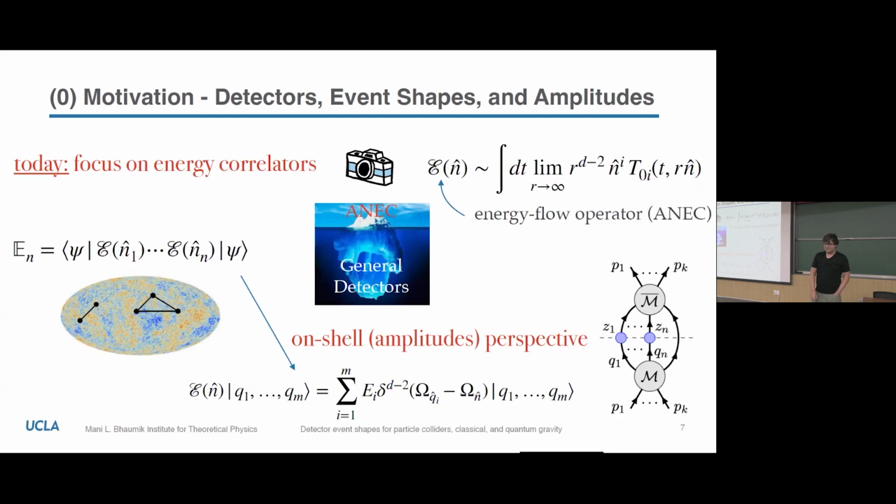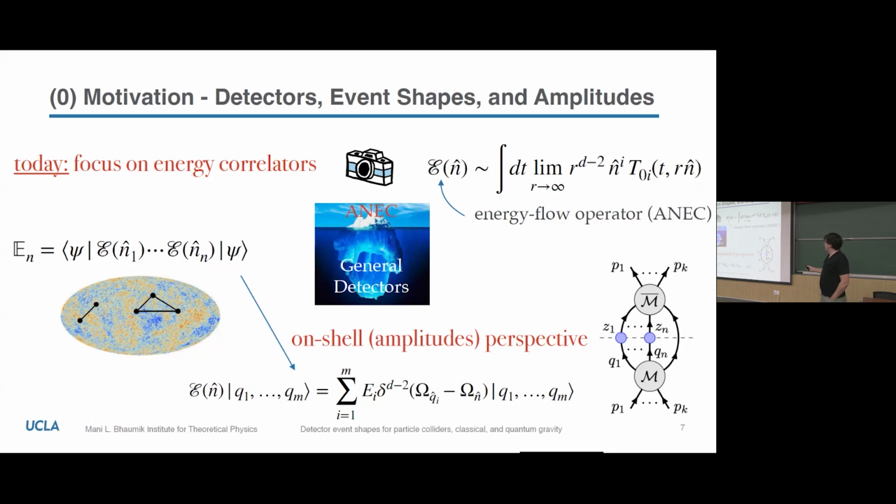So this was a bit abstract, and we can define them in more generality. There's a whole theoretical structure underlying them. But maybe we want to be a little more concrete. So today I want to mainly focus on what one could call energy correlators. In particular, the detectors associated to them are called energy flow operators, or ANEC operators, which are given in terms of the stress tensor of your theory. Basically this is a calorimeter cell which measures energy flux at asymptotic infinity in some particular direction given by some normal vector n.